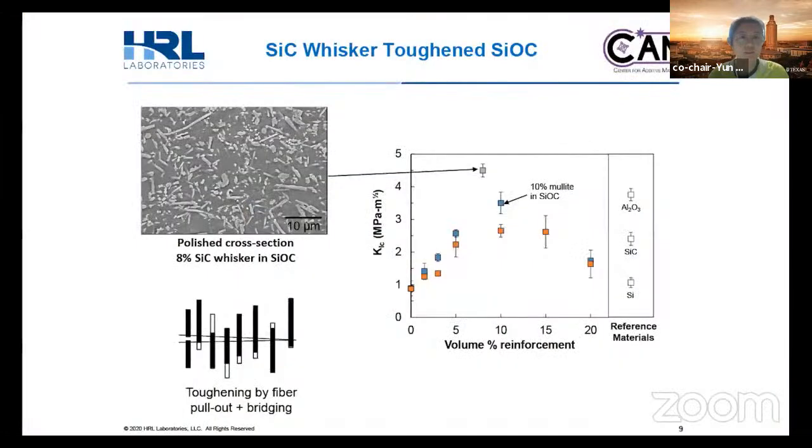To push that toughness even higher, we use silicon carbide whisker reinforcements in our silicon oxycarbide matrix. Toughening through fiber pullout and bridging is shown here to increase our CMC toughness up to around 4.5 MPa root meter. In this toughening mechanism, whiskers remain intact behind a passing crack in the matrix, providing a bridge that closes the crack. While these preliminary results are promising, more work is needed to control the orientation and dispersion of the whiskers within the matrix, as well as potential surface treatments to the whiskers to promote better pullout and higher toughening.